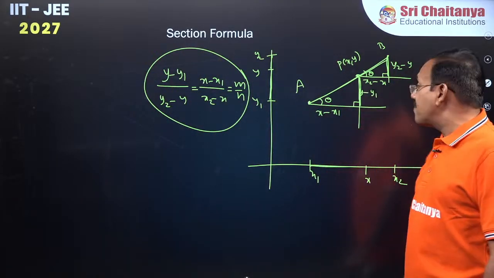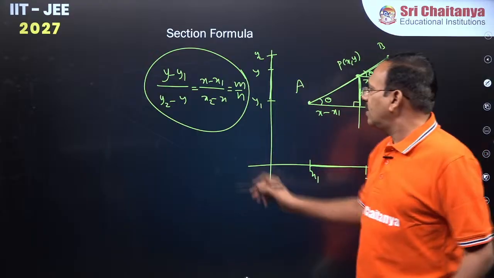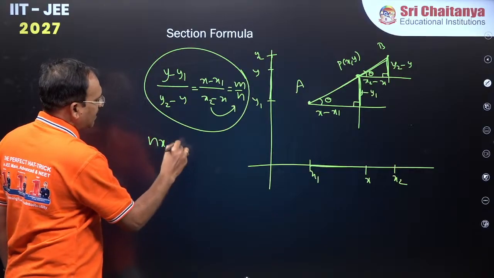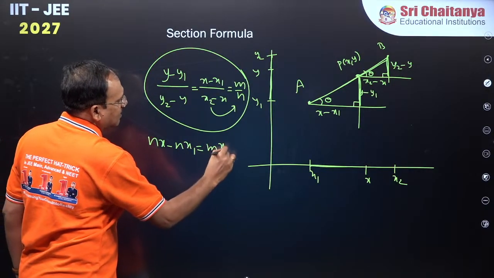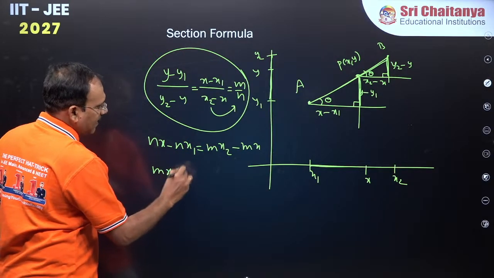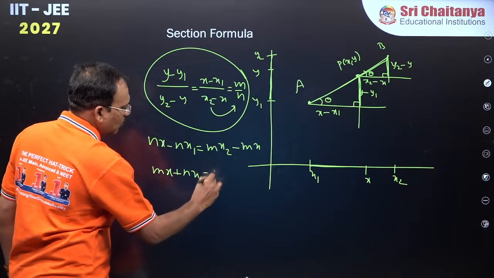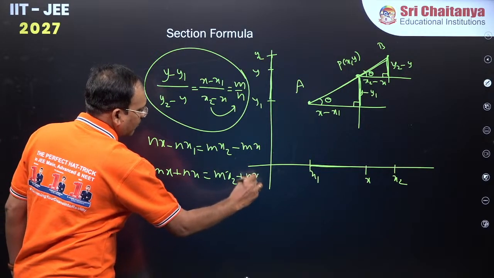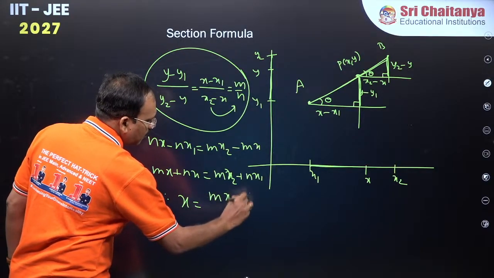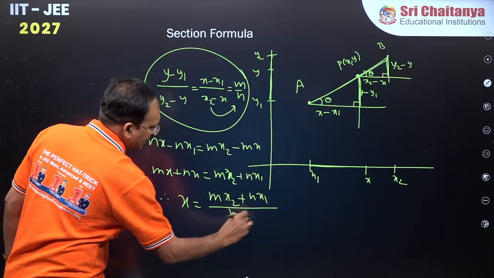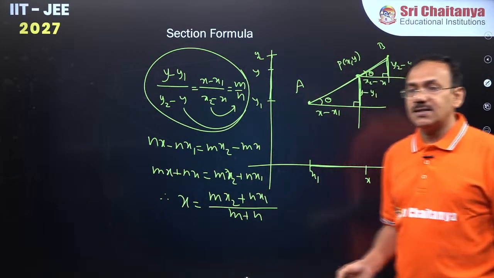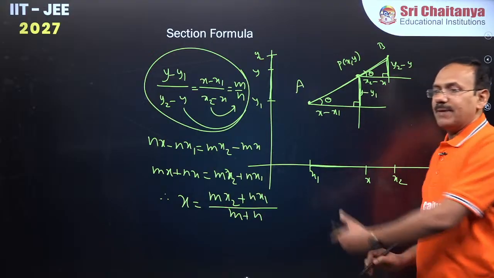If this is m by n, now it is very simple. You just equate these, what will you get? n x minus n x1 is m x2 minus m x. You just bring this x here: m x plus n x is equal to m x2 plus n x1. So you will get x is equal to (m x2 plus n x1) by (m plus n). In the same way, if you equate the other two, you will get y is (m y2 plus n y1) by (m plus n). Clear, everyone?